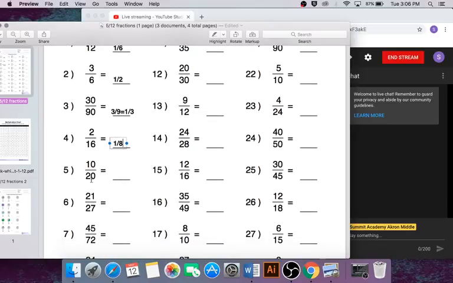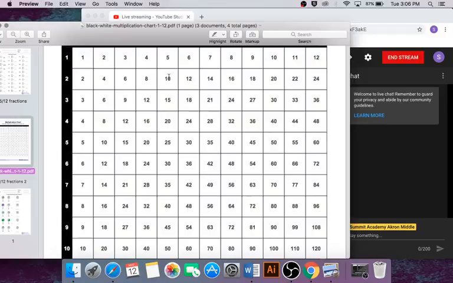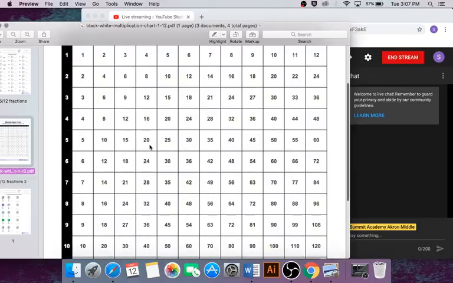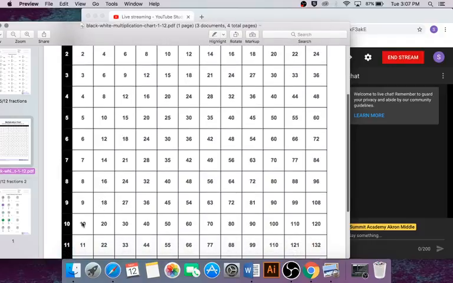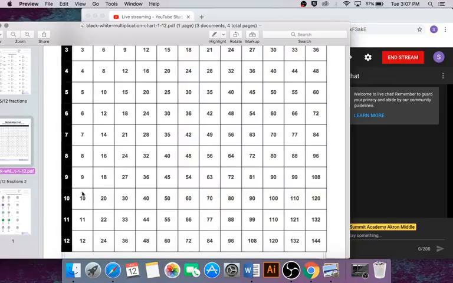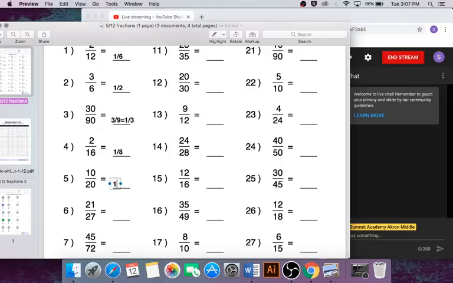Number 5, we have 10 and 20. So 2 goes into 10 and 20. We're looking for bigger numbers to see if there's anything bigger. 5 goes into 10 and 20. And if we go here, here's 10 and here's also 20. So 10 is the biggest number that can go into 10 and 20. 10 times 1 is 10, and 10 times 2 is 20. So our answer is 1 over 2, or 1/2.